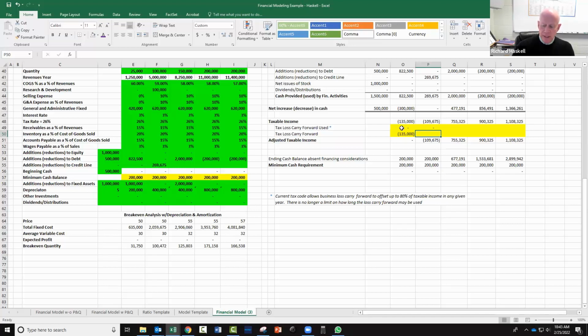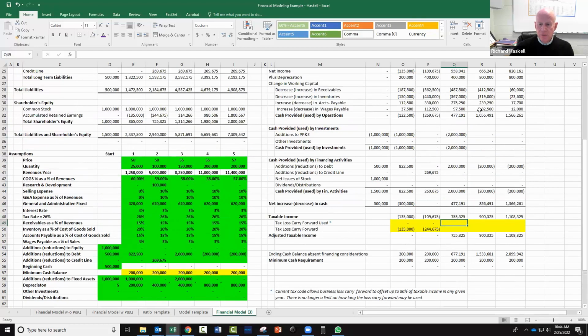And I believe that's going to give us a negative 244,675 with those numbers combined, and I still have a 0 taxable income. But now, for this next year, I can go ahead and use the entirety of this 244,675 loss carry forward. And it's going to not reduce my income, but it's going to reduce my taxable income.